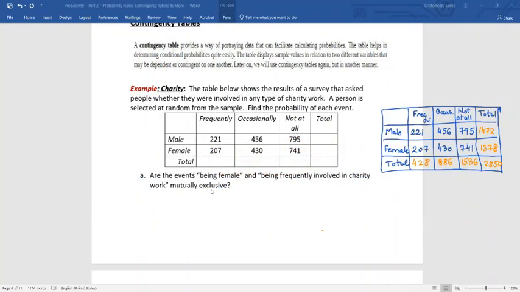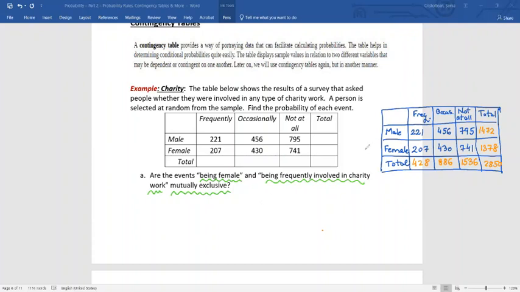The next question is, are the events being female and being frequently involved in charity work mutually exclusive? You'll have to remember what mutually exclusive events are and look at these two events, being a female and being frequently involved in charity work. In other words, do these two events have something in common? If these two events have something in common, they are not mutually exclusive.